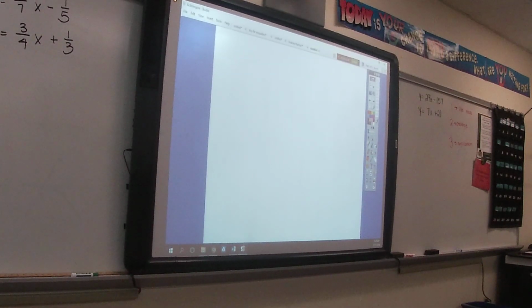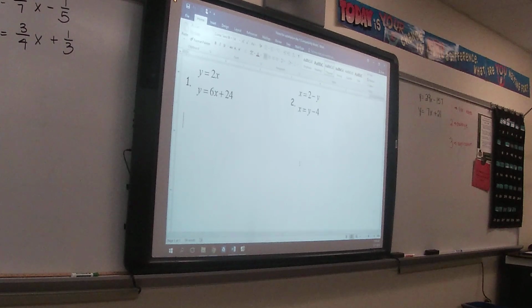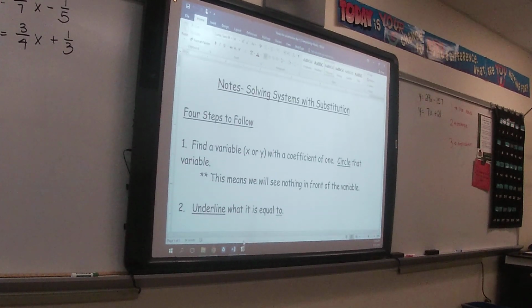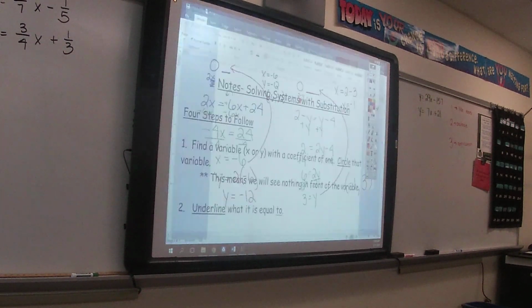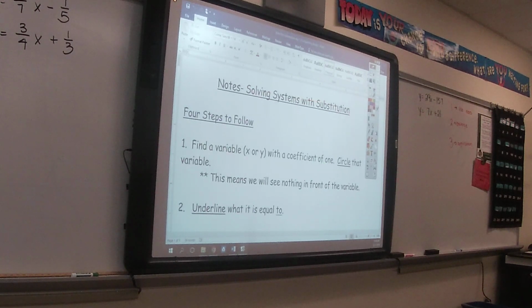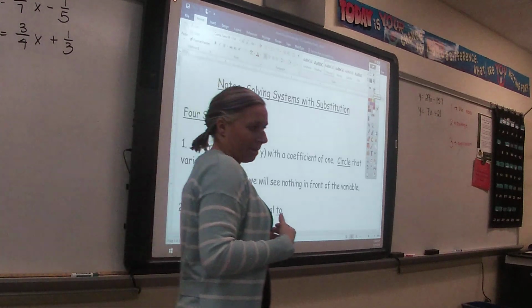Looking at solving systems by substitution. Now, if we're going to solve a system by substitution, the first thing we're going to need is to know what that word even means. Okay, so what does the word substitution mean in math?